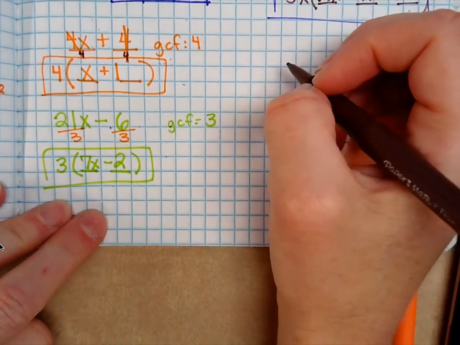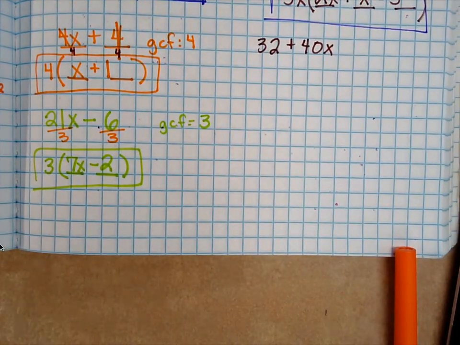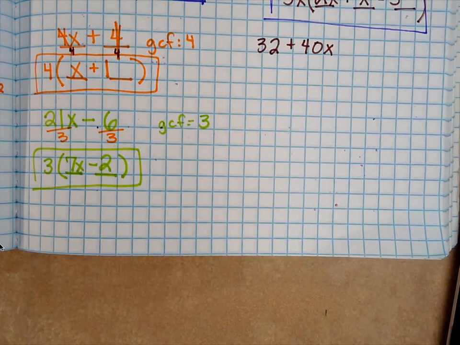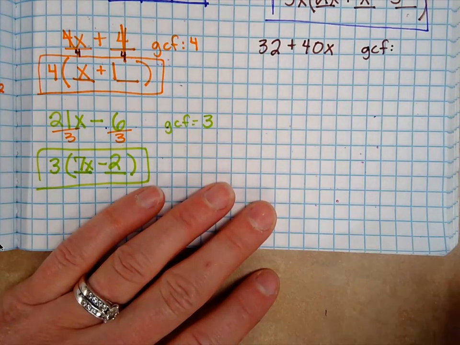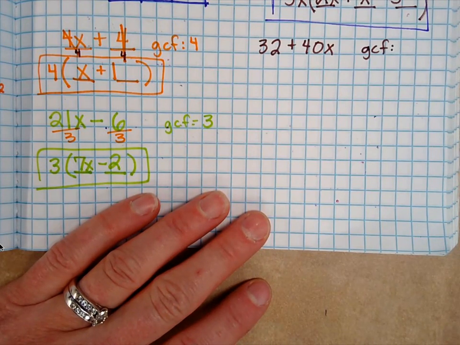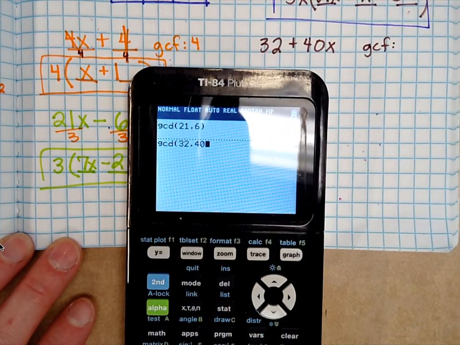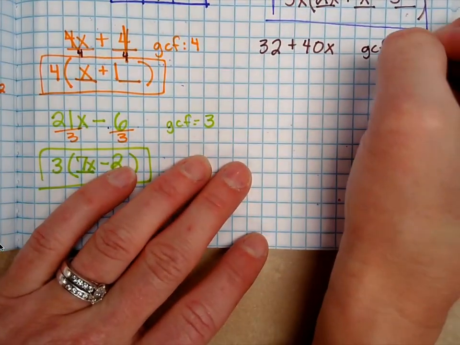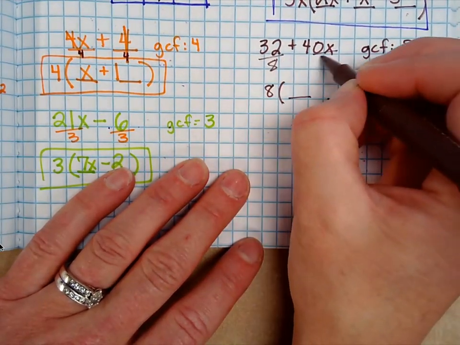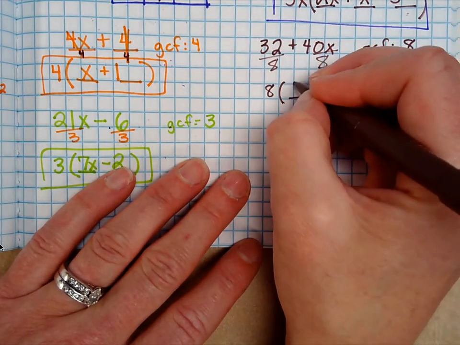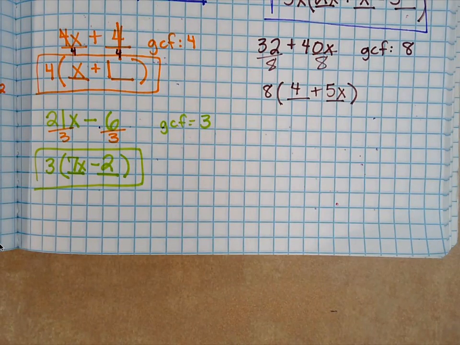All right, let's do another one. 32 plus 40x. So it doesn't matter what order they're in. So we're still going to do the same thing, GCF. If you want to use your calculator and do GCD of 32 and 40, you can. If you already know it, that's fine too. Eight. Okay. So it's 8, parentheses. We have 2 terms on the inside. Divide by 8. 4. 40x over 8 plus 5x. Okay. I think y'all got the hang of that.